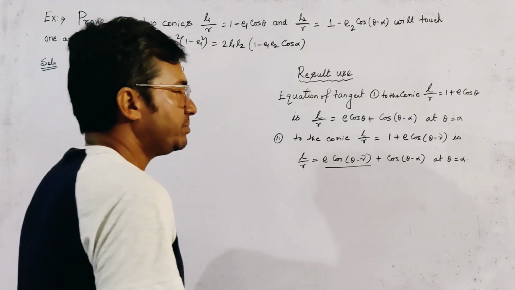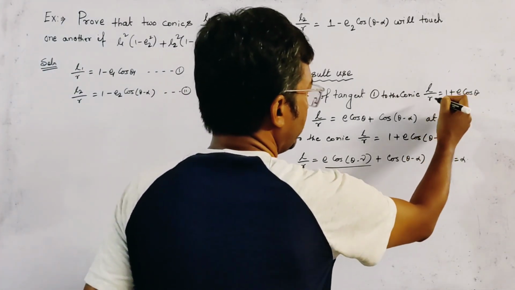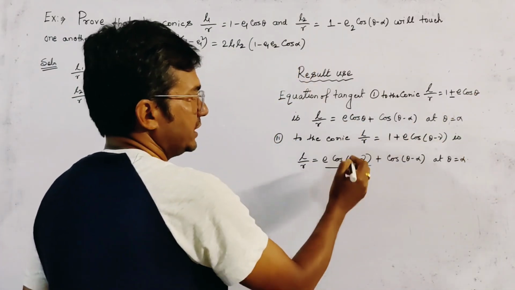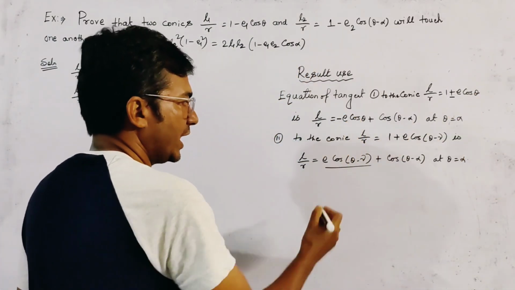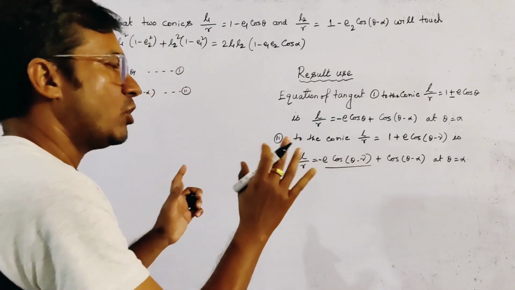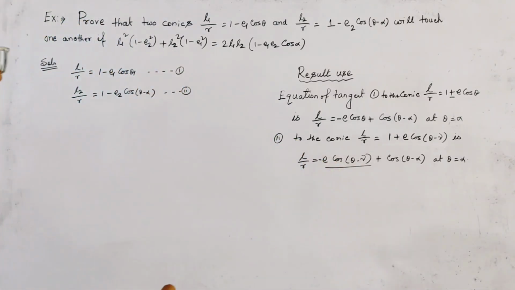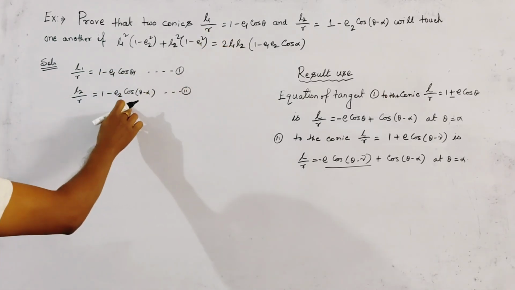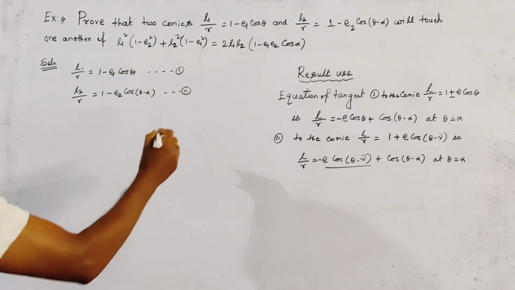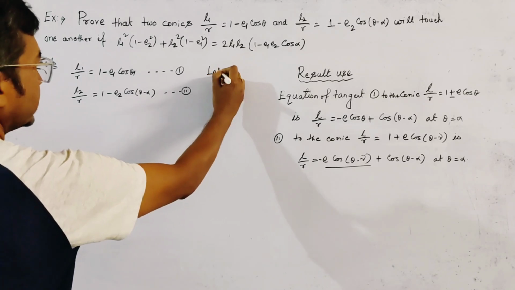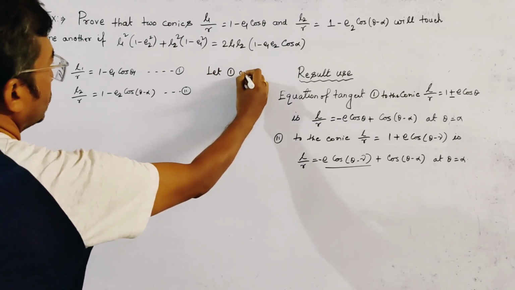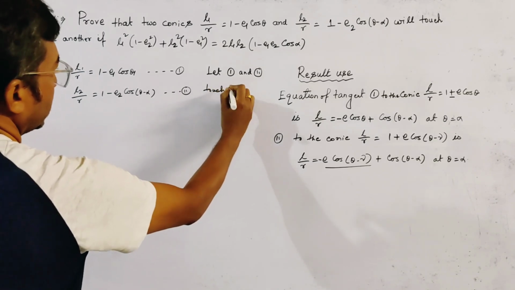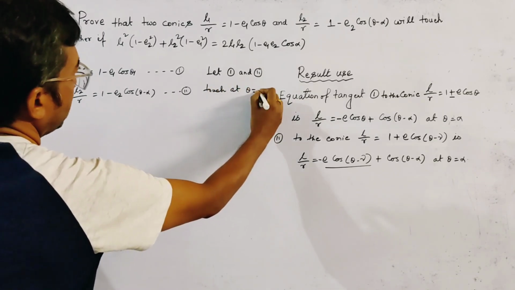And if the conic is of the form L by R equal to 1 minus E cos theta, then the equation of tangent has minus here and also minus here, otherwise everything is unchanged. Now we write the two given conics, this is the first and this is the second, and we let 1 and 2 touch at theta equal to alpha.